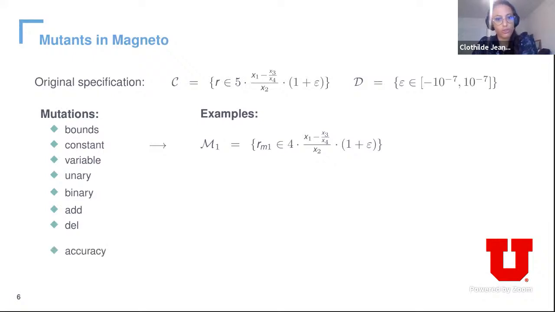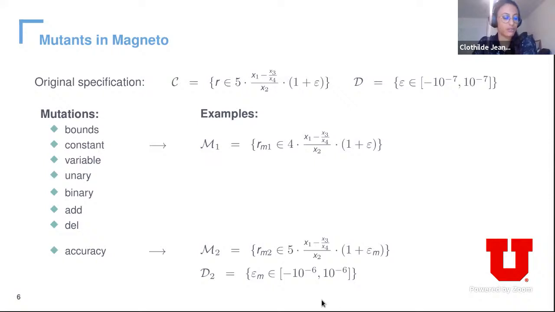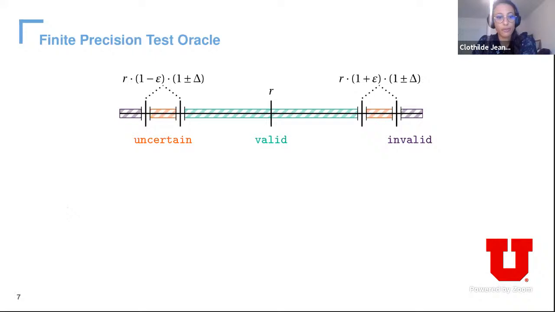We define the new accuracy mutation that targets round-off errors by decreasing the precision of the specification, which means increasing the range of epsilon. So here we have a new epsilon mutated with a bigger range than the original epsilon. Now that we have a representation for specification and a set of mutants, the challenge is to know if a test can kill those mutants.